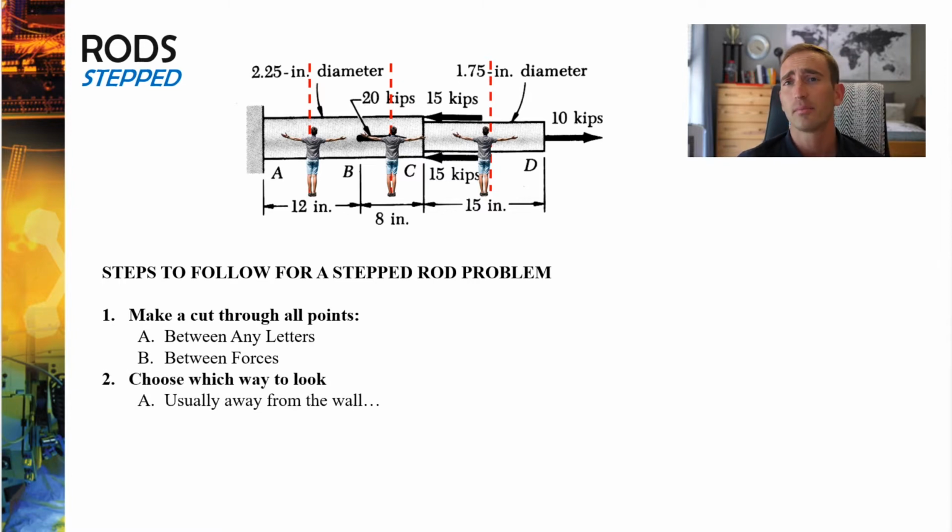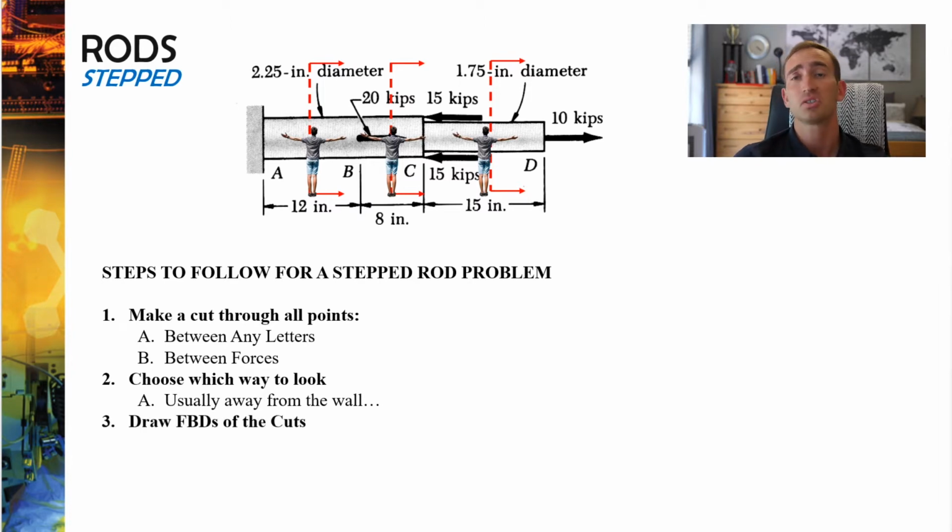The second step you'd want to do would be to choose which way to look. And almost always, you're going to want to follow the same conventions that you used in internal forces, and you'll want to look away from the wall. Because remember, at the wall, you're going to have 3 unknown reaction forces, AX, AY, and a moment of A. So in this particular case, you're going to want to look to the right in all of these cases, because you'll avoid looking at the supports, which you don't know that are at the wall.